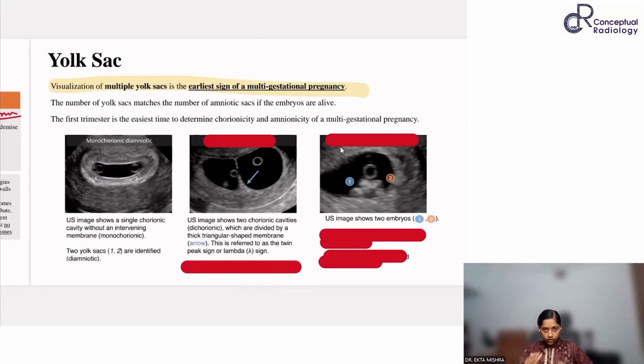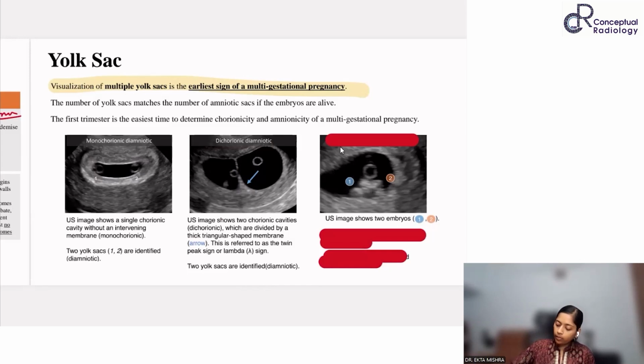Are we together? Now this is the second pregnancy. Again, I'm seeing two yolk sacs, but I also see the chorionic cavity being split and a triangular echogenic tissue indenting this membrane, forming a lambda sign. Now what is this? So chorionic cavity, two yolk sacs, so two amnions, so diamniotic, dichorionic. A trick question.